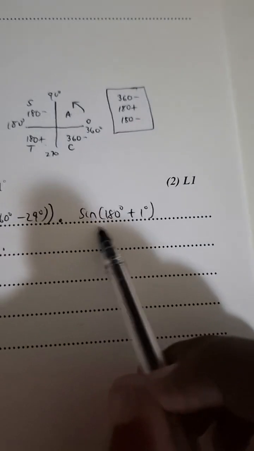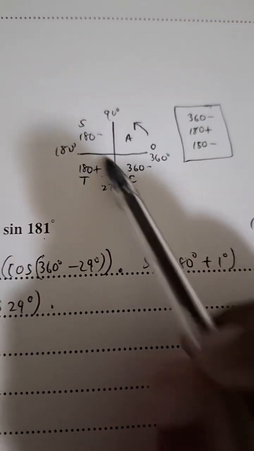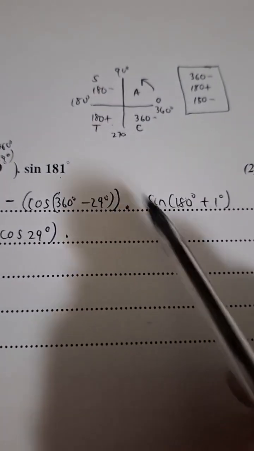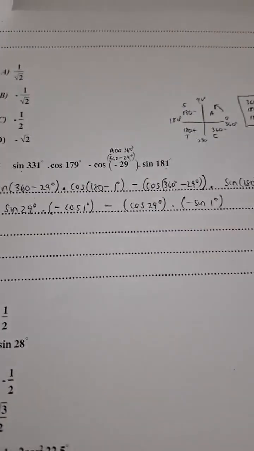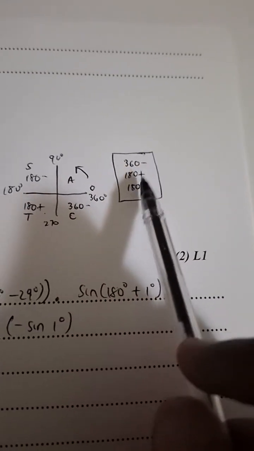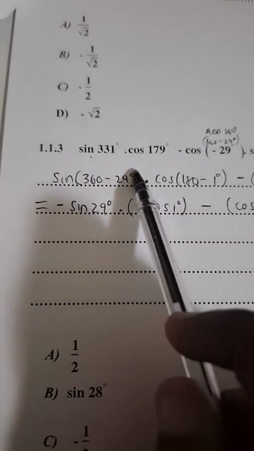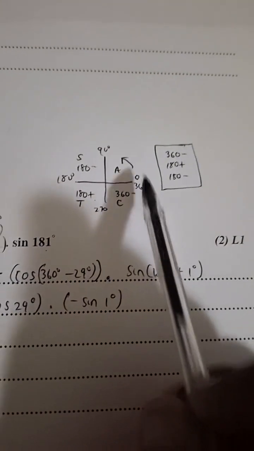times sine of 180 plus 1 degrees. 180 plus is in which quadrant? It is in the third quadrant. How is sine there? Sine is negative because only tan is positive. So we write negative sine 1 degrees. Guys, simply put, you always write the trig ratio with your function values, 360 minus, 180 plus, and 180 minus. It's a matter of writing the trig ratio and the acute angle. And then the sign we need to be able to determine using our cast diagram.